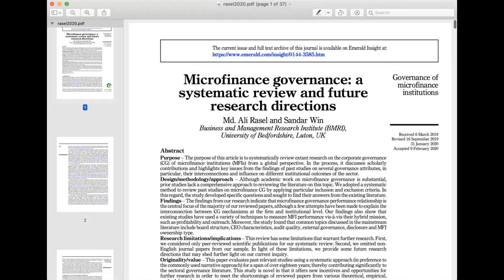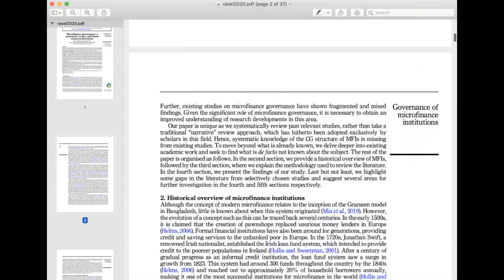If you see this paper, it is about microfinance governance, a systematic review and future research direction. So you can find several papers like these. Either they would be literature reviews or systematic reviews, and some of them would be like this, that they would give you future research directions as well. So in such papers, you do not have to make all that effort that we just did. Someone has made that effort for you. If they have done a literature review and a future research direction for you, you just go to these papers and read them.